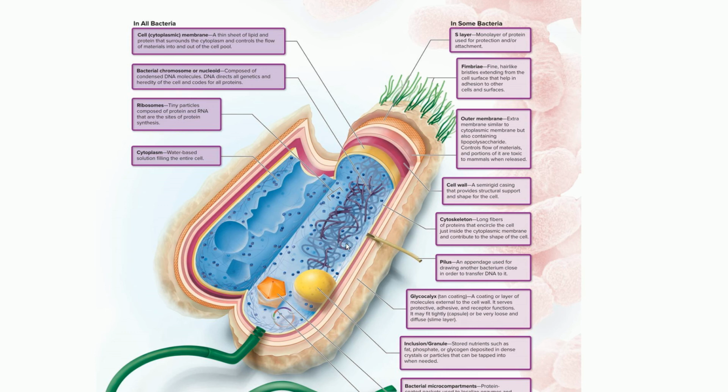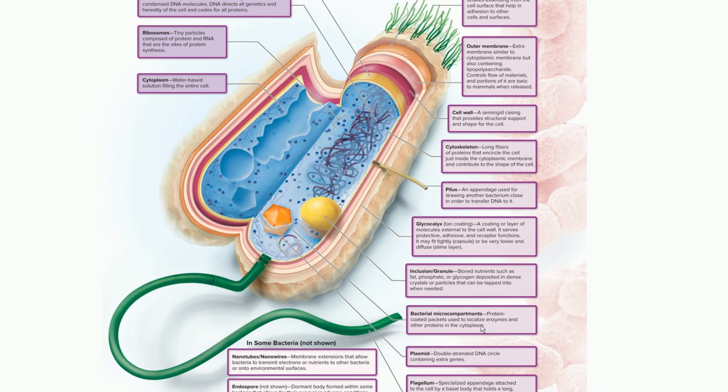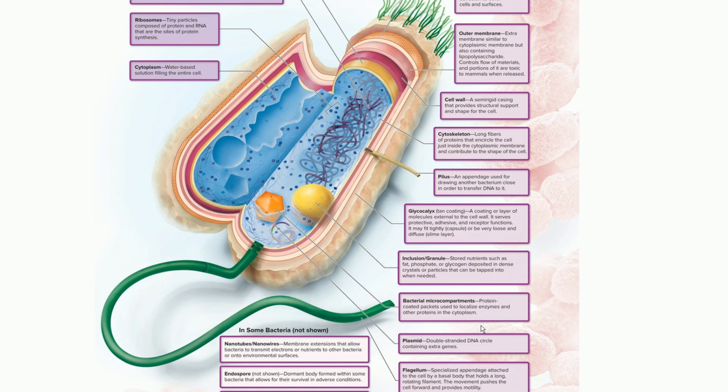Then glycocalyx. Glycocalyx is basically a kind of coating or layer which is external to the cell wall. It serves protective, adhesive, and receptor functions. Okay, next is inclusions and granules. You can see these are inclusions or inclusion bodies or granules, and they are used by bacteria for storing nutrients like fat, phosphate, or glycogen.